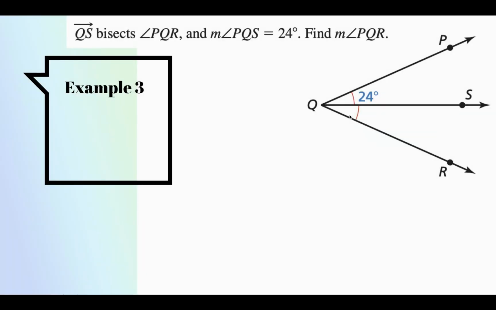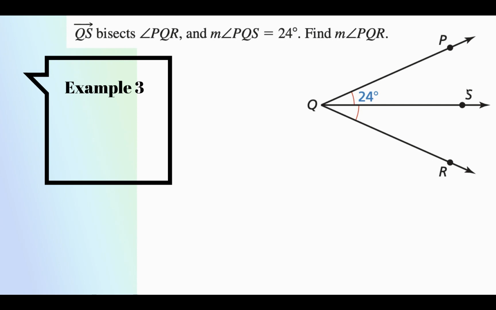Okay, so here's our third example. We are given this information up here. We're given that ray QS bisects angle PQR, and we're also given that the measure of angle PQS is equal to 24 degrees. Can we find the measure of angle PQR? That's the biggest angle that we can see.